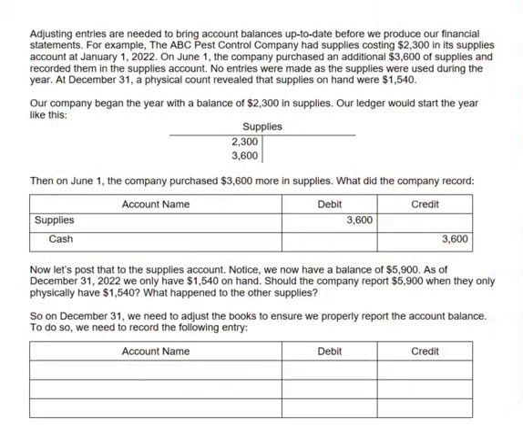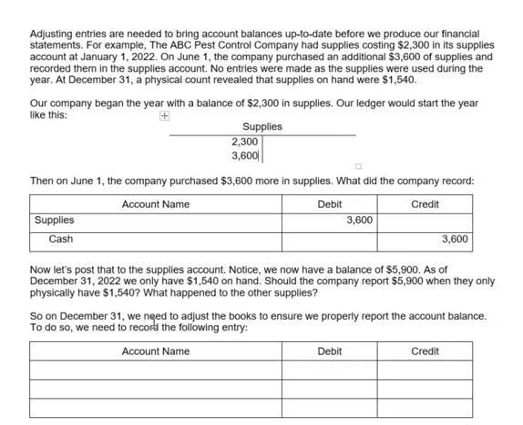But when we did that, what did the year-end information say? It said that when we did our physical count on December 31st, we only have $1,540 on hand. What does that tell me? That tells me I should not have $5,900 in this account. I should only have $1,540 in that account. Should we report $5,900 on our balance sheet when we physically only have $1,540? Absolutely not. What happened to those other supplies? Obviously we used them during this accounting period to help us in the operation of our business, in other words, to generate revenues.